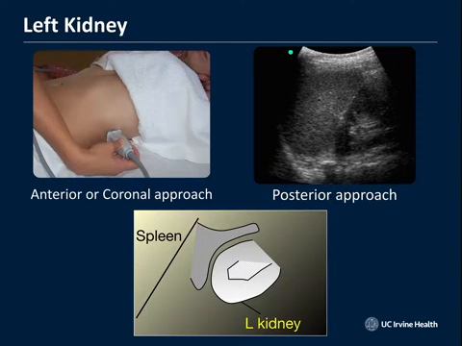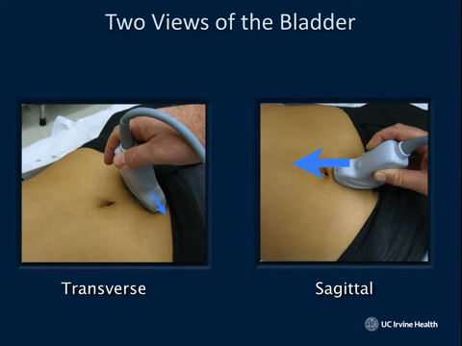And the left kidney, the spleen is not as big as the liver, so it's a little bit harder to see the left kidney. It doesn't get that nice window from the liver, so it gets chopped off a little bit. So sometimes you need to go a little bit more posteriorly and see what you got there.